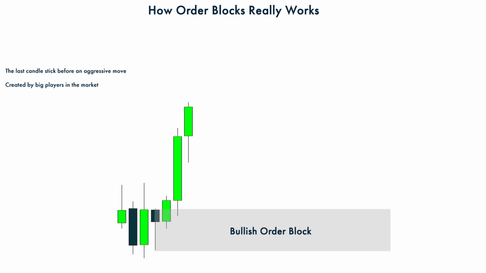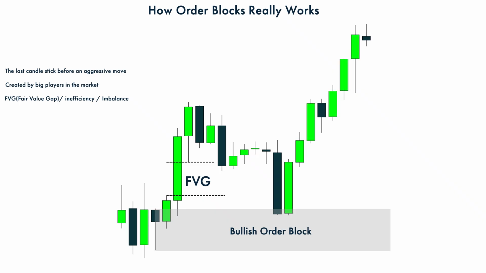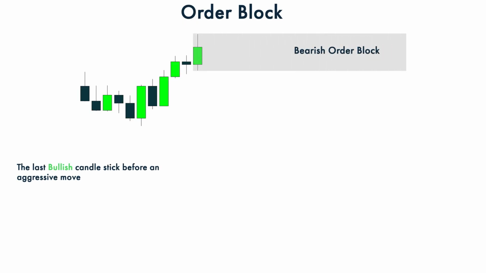But here's the key. There should be a fair value gap, a price imbalance or inefficiency right after that bullish move. The market often returns to this bearish candle, fills in the gap, and respects the order block before continuing higher. A bearish order block is the last bullish candle before a strong and impulsive bearish move.